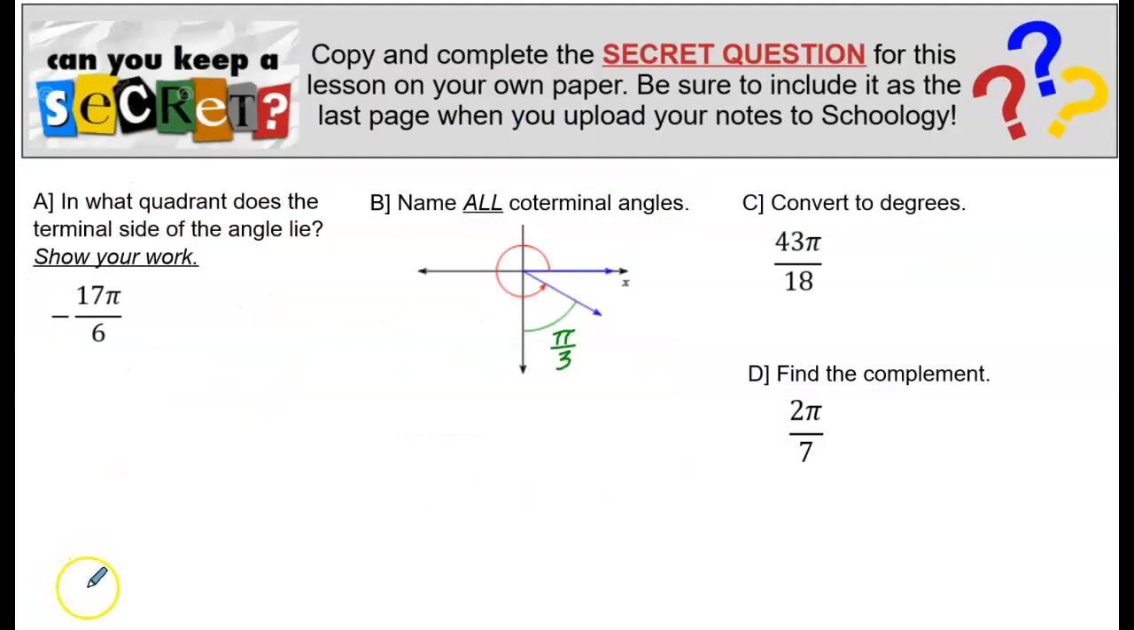And that brings us to the secret question for this lesson. It has 4 problems. You're going to work out these 4 problems on notebook paper and then upload your work as the last page of your notes to Schoology. The first problem A, in what quadrant does the terminal side of the angle lie? I'd like you to show your work for that problem. Same for converting to degrees. Please show work. And also for finding the complement, please make sure to show your work.